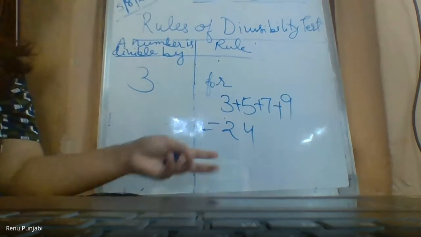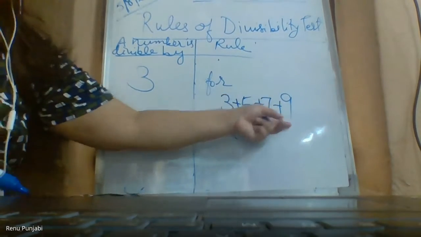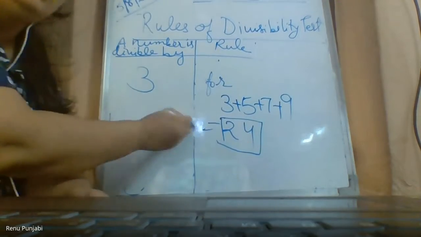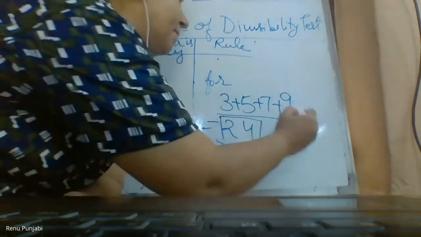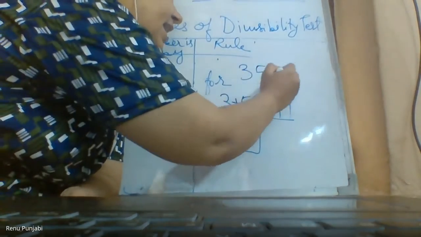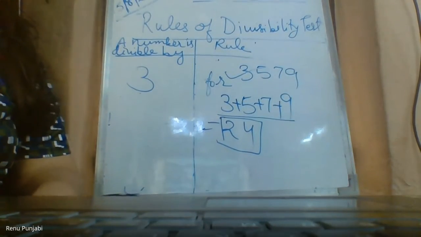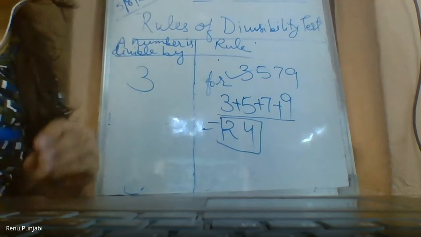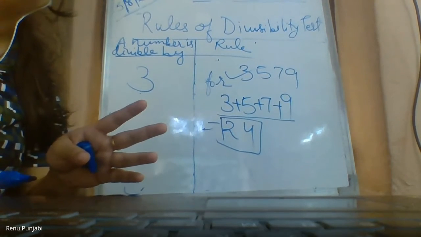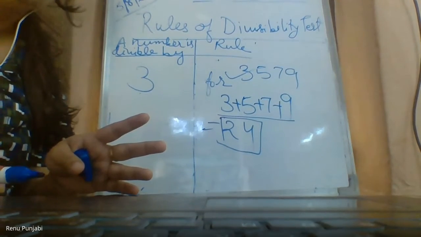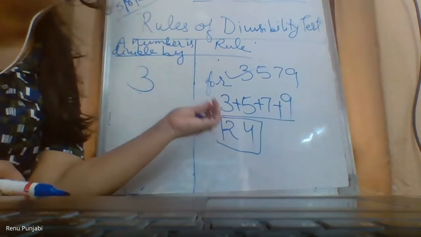Okay. You all said yes. The 3, 5, 7, 9, when we add, it's 24. And 24 is divisible by 3. So we can say the complete number, which is 3579, is divisible by 3, by adding the digits. Only the digits. Aryaman, please pay attention here in the class. Now you need to write this.